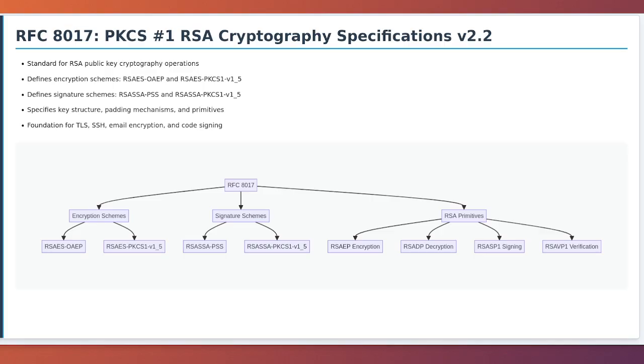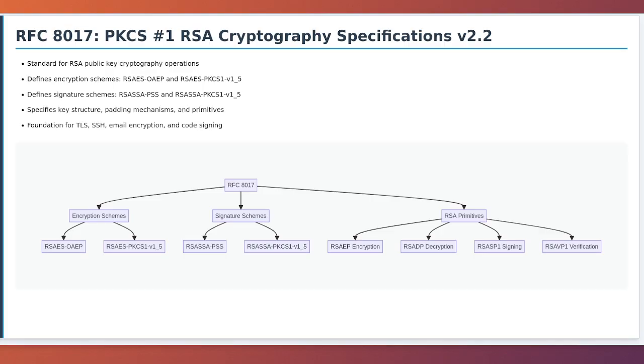RSA, named after its inventors Rivest, Shamir, and Adleman, has been the workhorse of public key cryptography since 1977. This RFC standardizes how RSA operations are performed, including key generation, encryption, decryption, signing, and signature verification. It is used in TLS certificates, SSH authentication, email encryption with PGP, code signing, and countless other security applications.